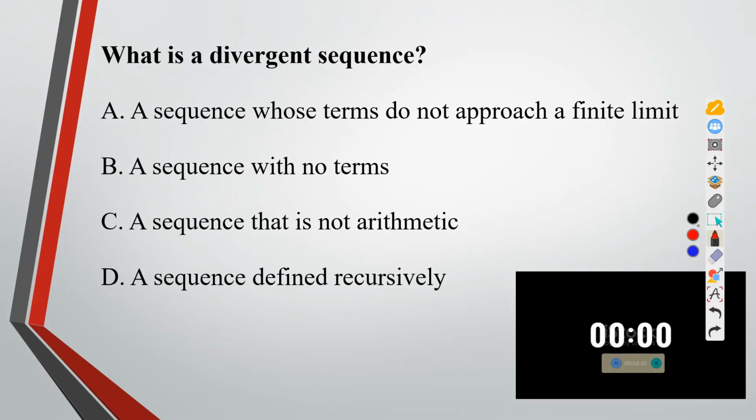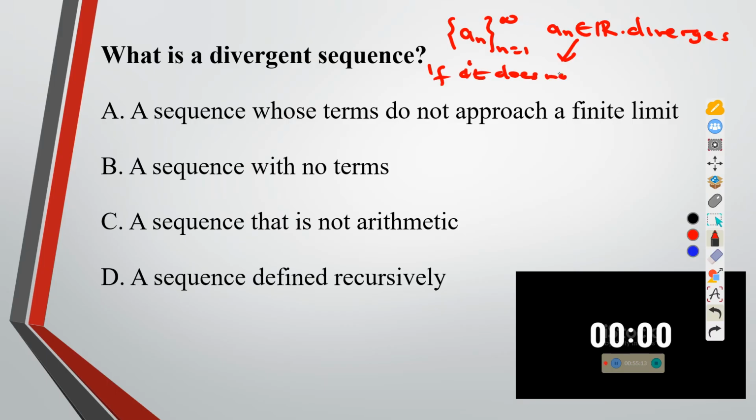So the question says, what is a divergent sequence? Basically a sequence with n equaling 1 to infinity, where the terms are elements from the set of real numbers. This sequence diverges if it does not converge to a finite limit.